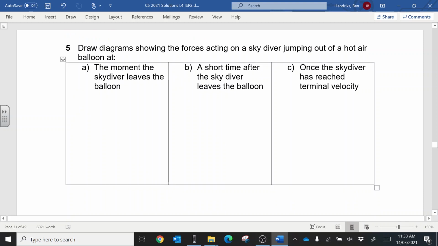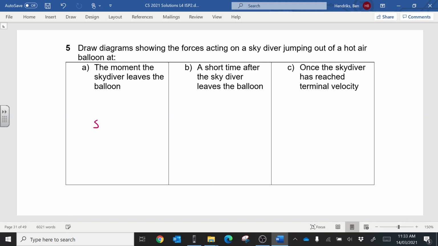Okay, so in this example here, we want to draw force diagrams showing the forces acting on a skydiver jumping out of a hot air balloon at the moment the skydiver leaves the balloon, a short time after the skydiver leaves the balloon, and once the skydiver has reached terminal velocity. Okay, so the moment the skydiver leaves the balloon, velocity isn't very large.